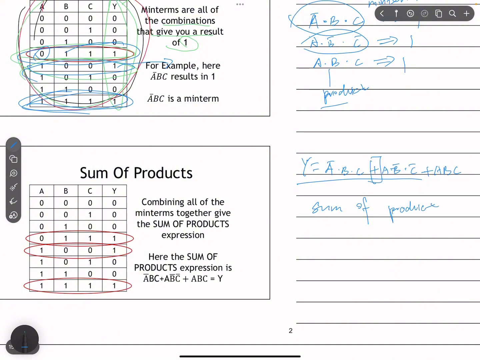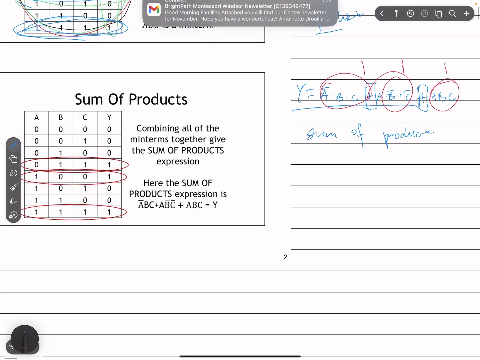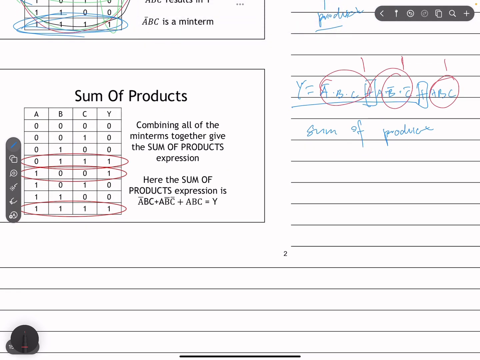So this is a sum, and these are the products: sum of products. We get the products, which are the minterms, the rows that give us ones, and we add them up in order to get the result for the output.